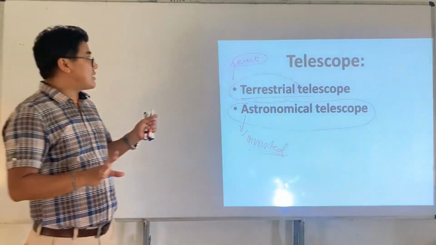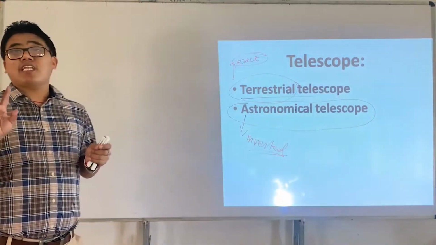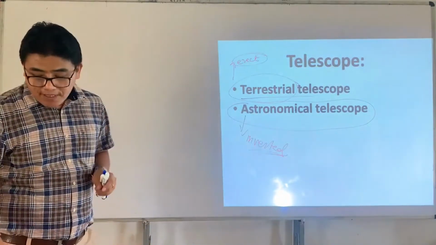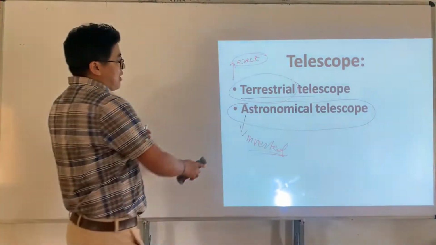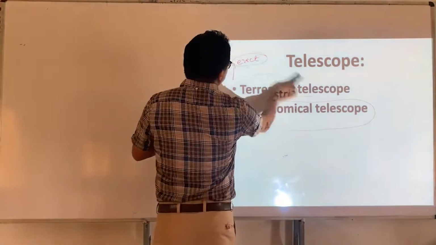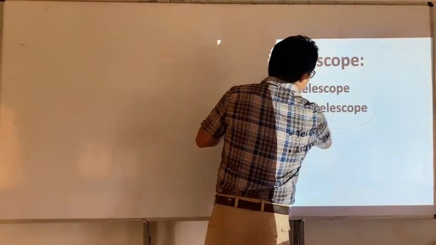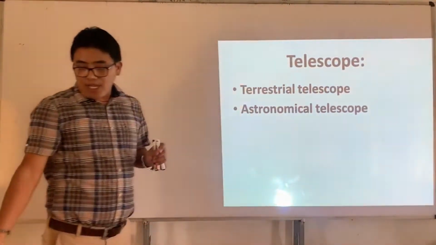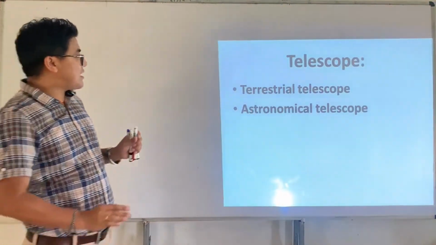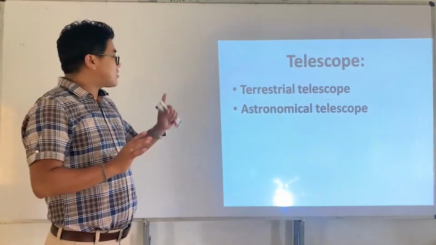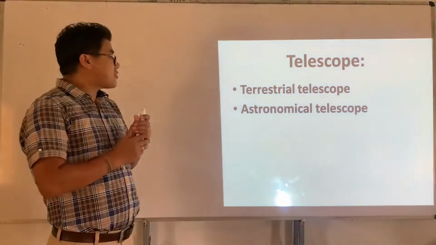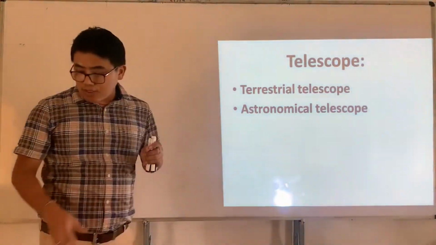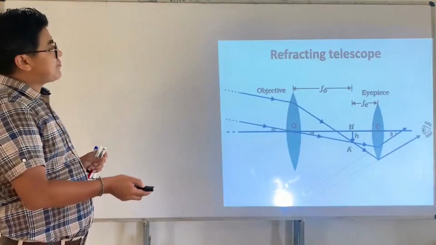Again, a terrestrial telescope consists of three convex lenses, and an astronomical telescope has only two lenses, two converging lenses. As far as our syllabus is concerned, the terrestrial telescope is not there. We have only the astronomical telescope, so we will focus only on the astronomical telescope.